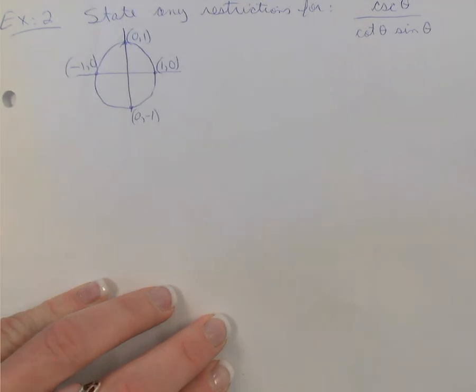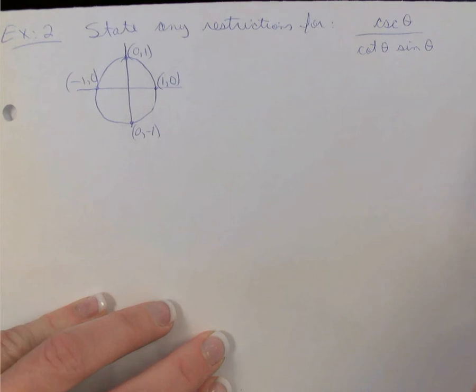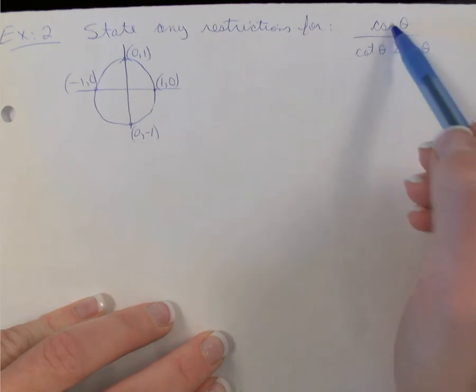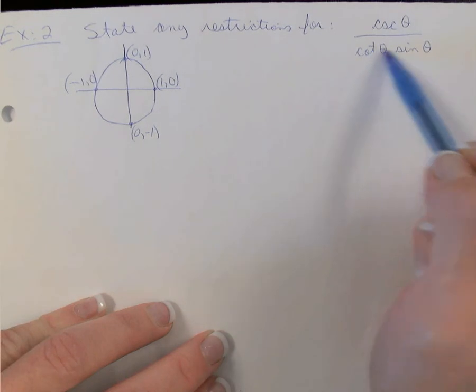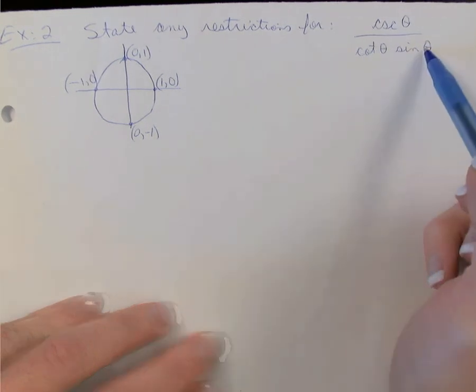State any restrictions for cosecant theta divided by cotan theta over sine theta. When we're looking for restrictions with trig identities, we need to look at individual trig functions, and then afterwards we need to look at the entire expression and consider the denominator, as the denominator cannot be 0.